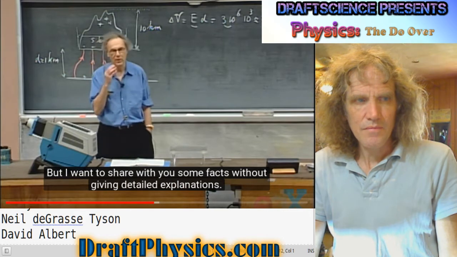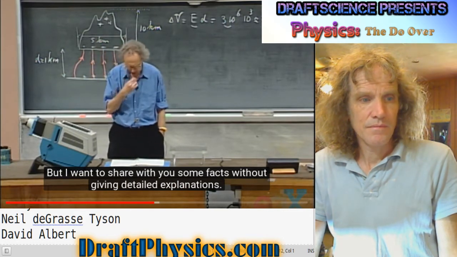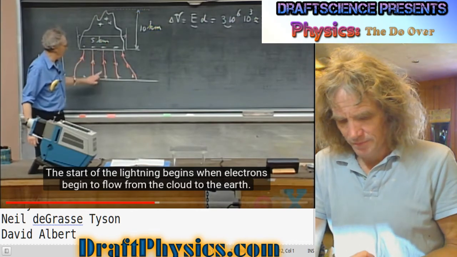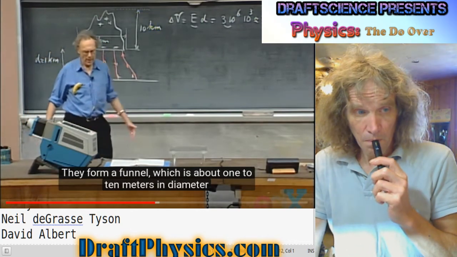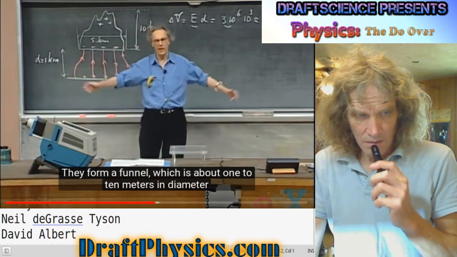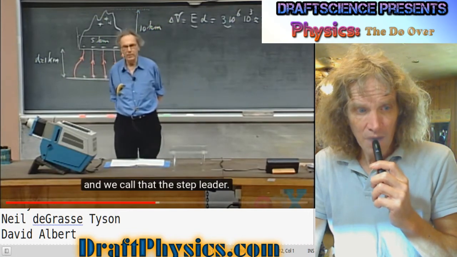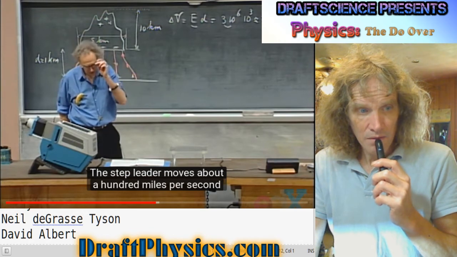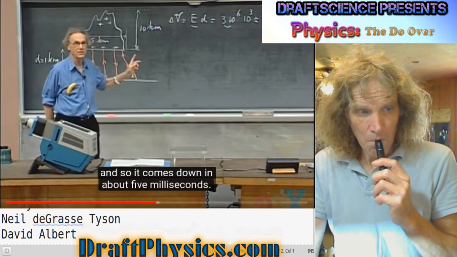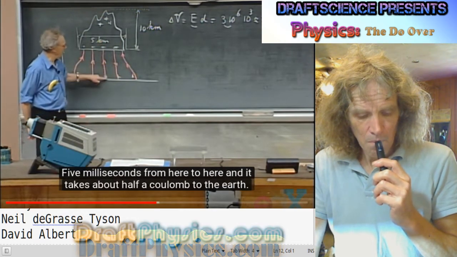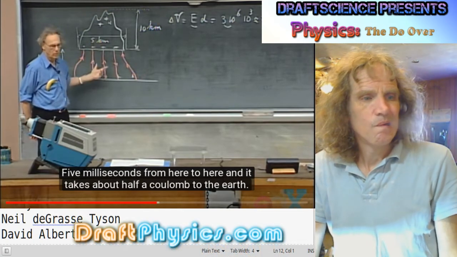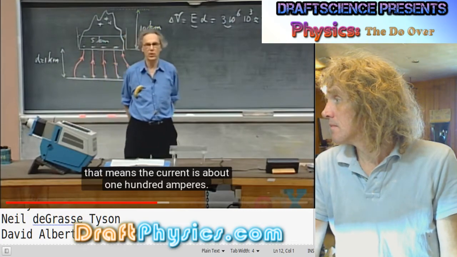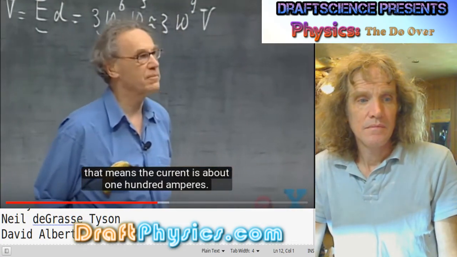Share with you some facts without giving detailed explanations. The start of the lightning begins when electrons begin to flow from the cloud to the Earth. They form a funnel which is about 1 to 10 meters in diameter, and we call that the step leader. The step leader moves about 100 miles per second, and so it comes down in about 5 milliseconds. 5 milliseconds from here to here, and it takes about half a Coulomb to the Earth. Half a Coulomb for about 5 milliseconds, that means the current is about 100 amperes.